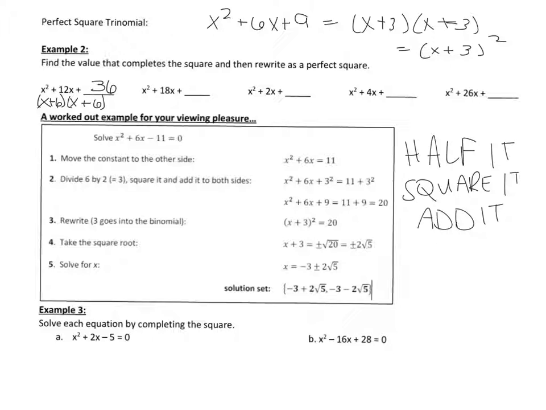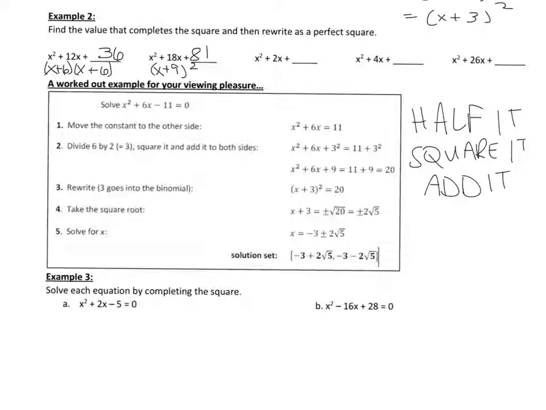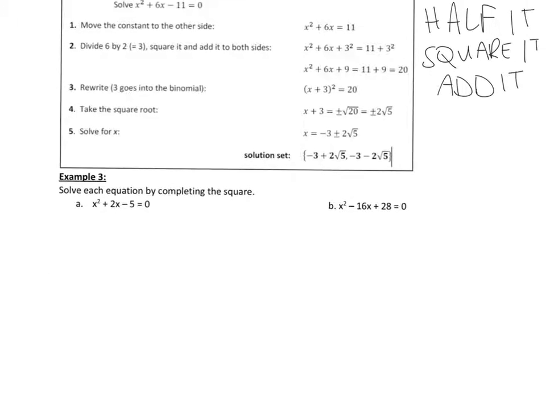So let's look at the second one. We half 18, we get 9. We square it, we get 81. And then when we factor it, it should look like this. So the two numbers that multiply to give us 81 and add together to give us 18 are 9 and 9. So x plus 9 squared. Okay, so that is how you make a perfect square trinomial. Now we're going to use that.